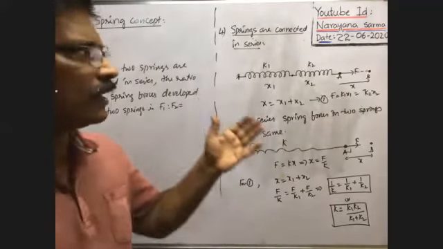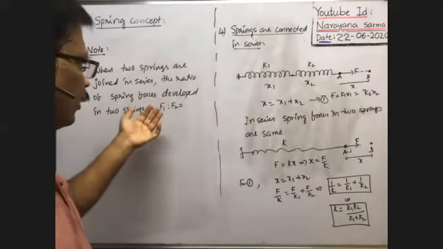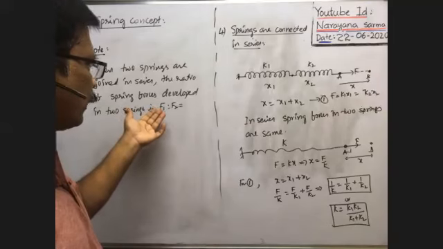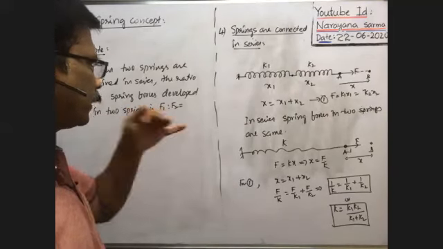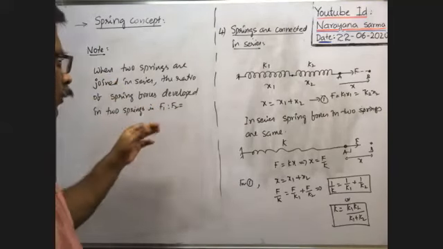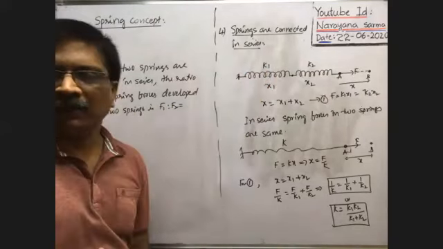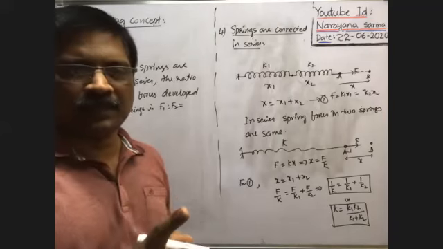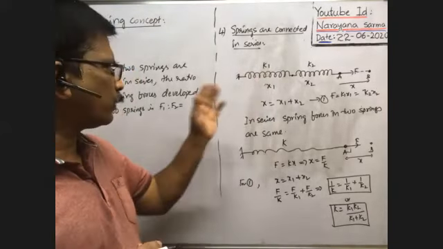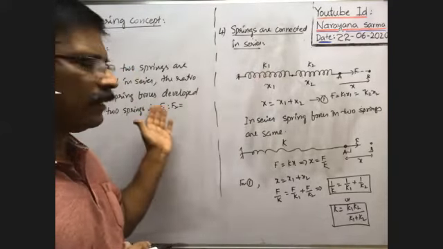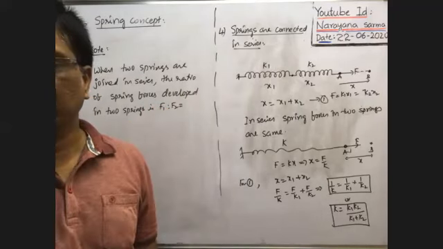When two springs are joined in series, what is the ratio between the spring forces developed in the two springs, F1 is to F2? F1, F2 are the spring forces developed in the two springs. Then what is the ratio between them? Tell me.